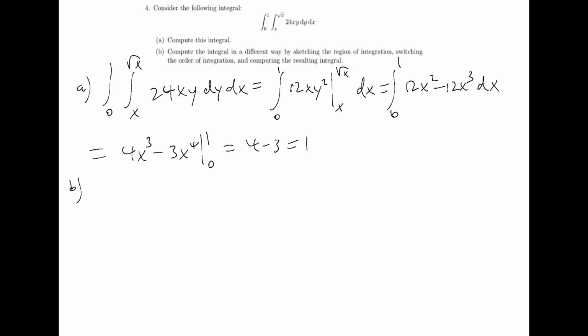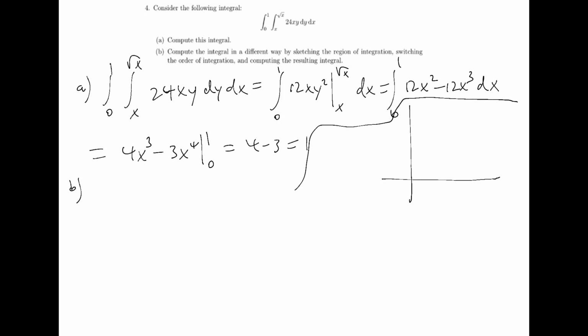Now question B is a lot harder. We have to sketch the region of integration. We have to switch the order of the integration. So this is a reverse the order of integration question. So let's first sketch the region. So let's see. What do we have in our region? Let's make some space here.